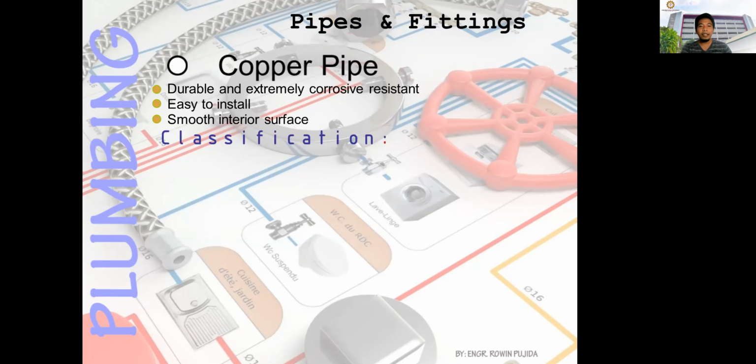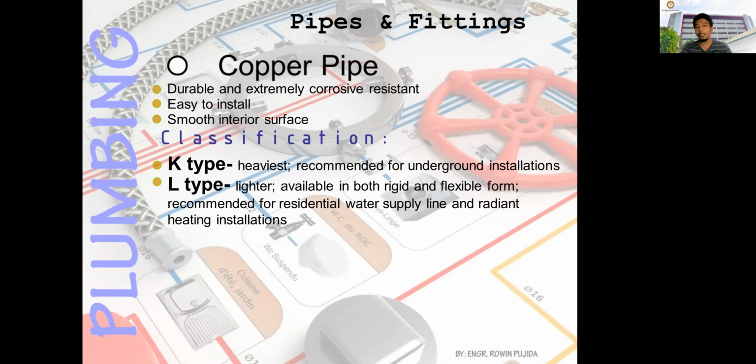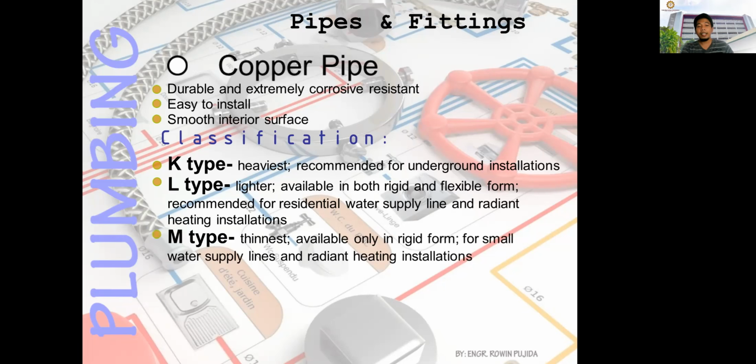And then we have the classification for the copper pipe. First is the K type, that is the heaviest and recommended for underground installation. And then you have the L type, that is lighter, available in both rigid and flexible form, recommended for a residential water supply line and radiant heating installation. And another, you have the M type, the thinnest, available only in rigid form. This is only for small water supply lines and radiant heating installation.